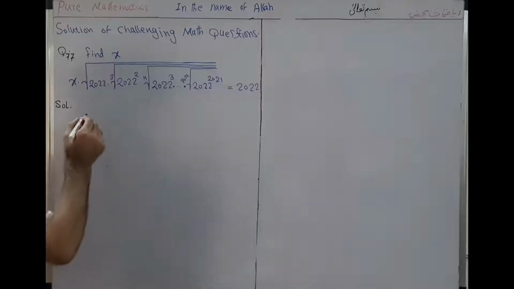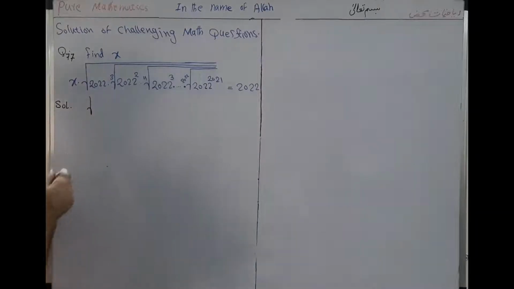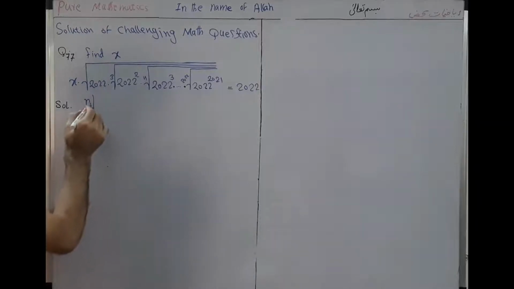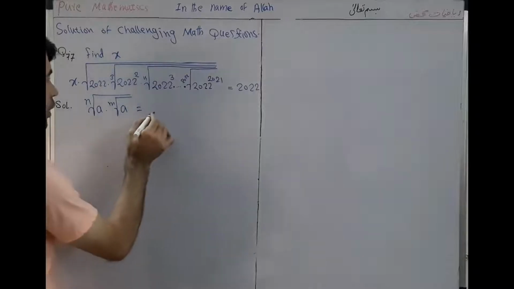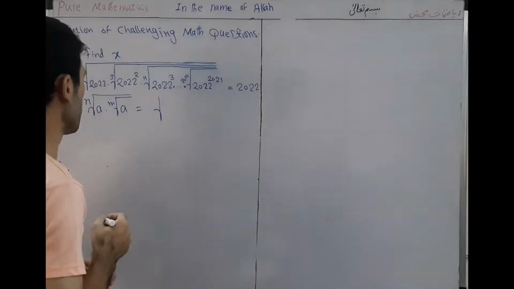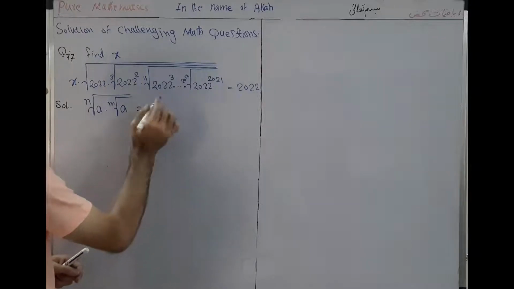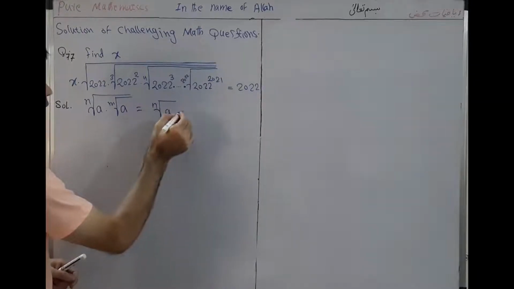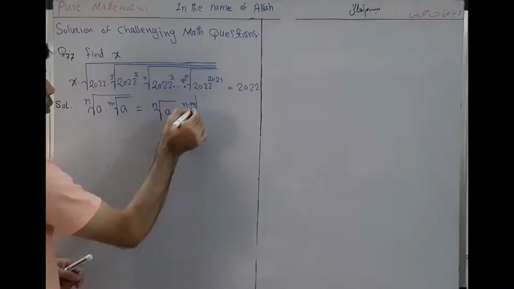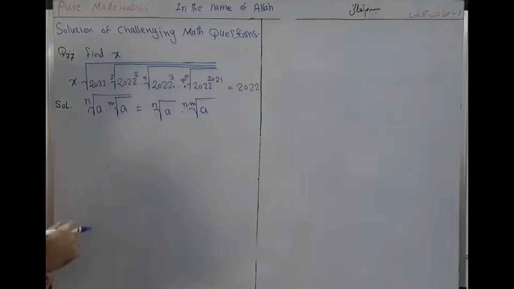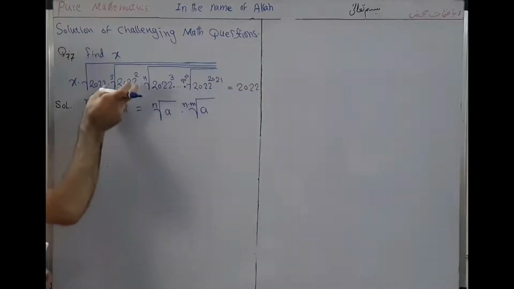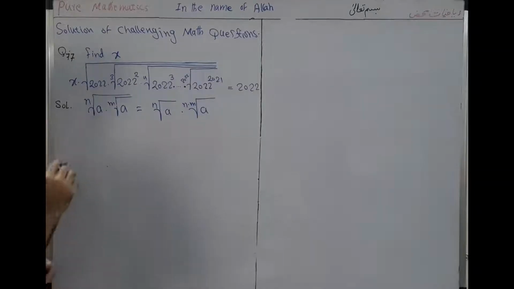We have a rule in algebra: nth root of a into mth root of a. It is equal to, we can write separately, nth root of a into n into m root of a. We have this kind of formula, then we use this formula and simplify this equation.